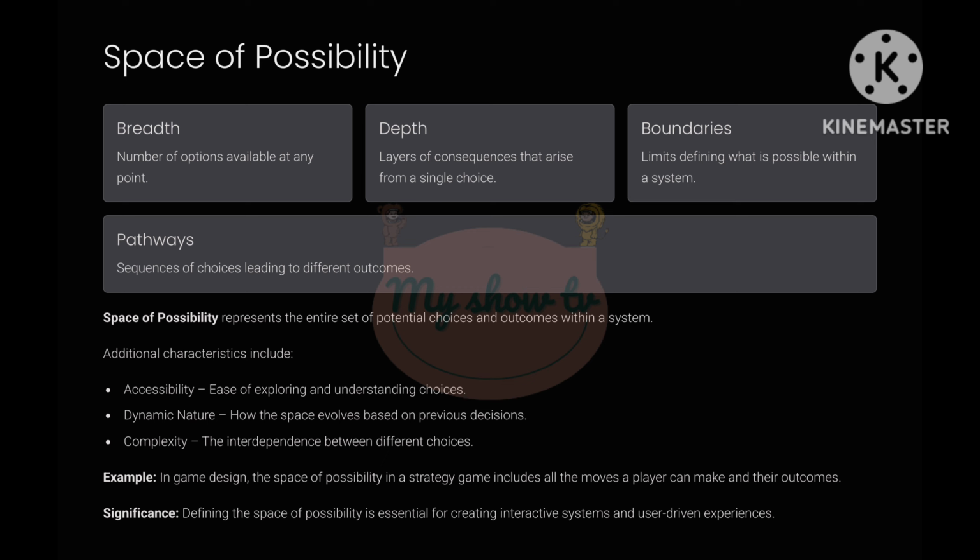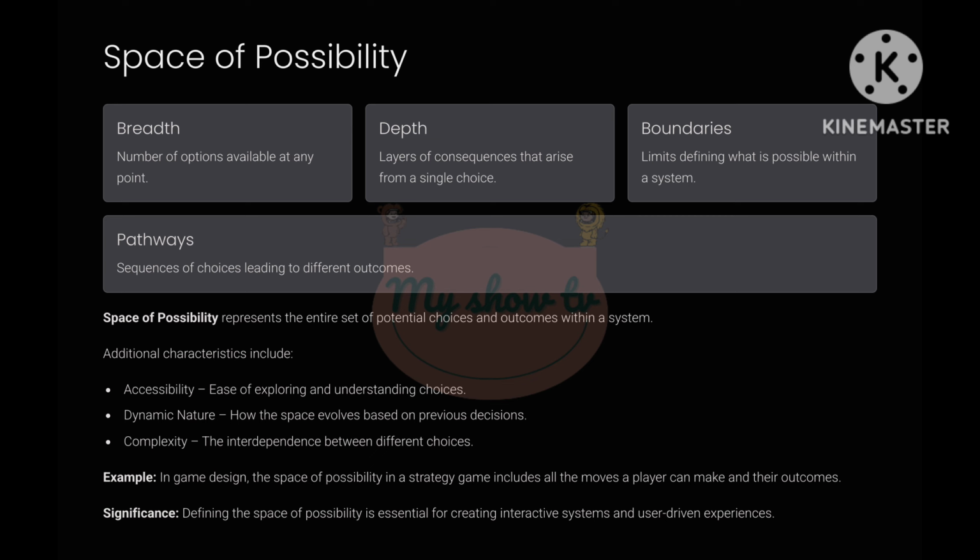Slide 3. Space of possibility. The space of possibility represents all potential choices and outcomes available within a system. It maps out every path a player could take and how those paths affect the system. 1. Definition. The space of possibility is the complete range of decisions and consequences a player can encounter in a system. It defines what is possible and impossible within the system.